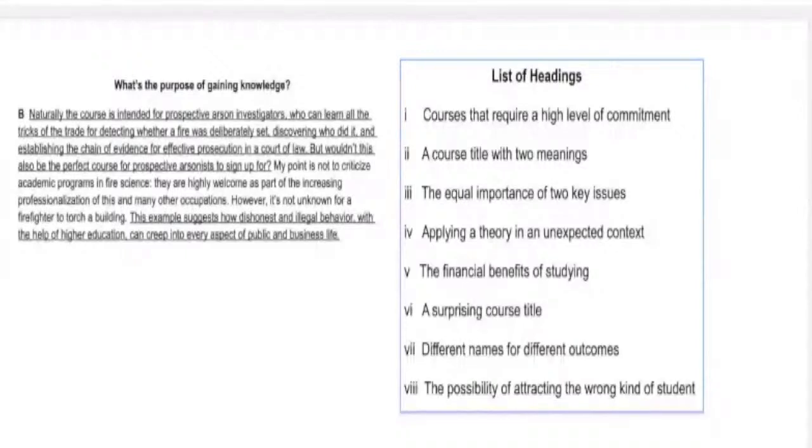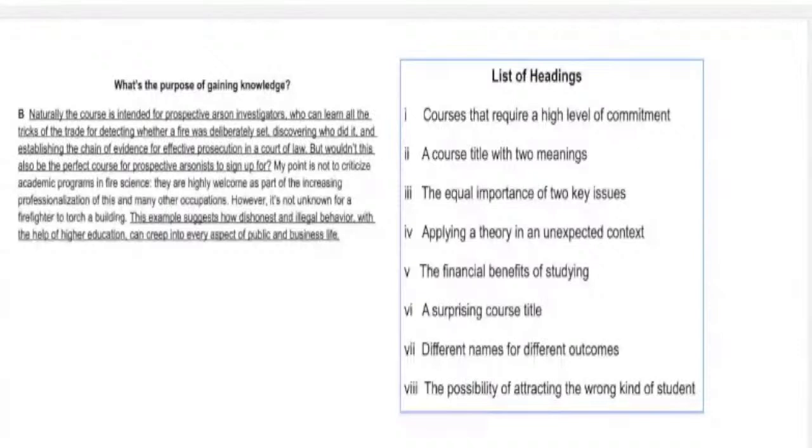Now here, naturally the course is intended for prospective arson investigators who can learn all the tricks of the trade for detecting whether a fire was deliberately set, discovering who did it, and establishing, okay, so this example suggests how dishonest and illegal behavior with the help of higher education can creep into every aspect of public and business life. Okay, so what is it we are looking at?